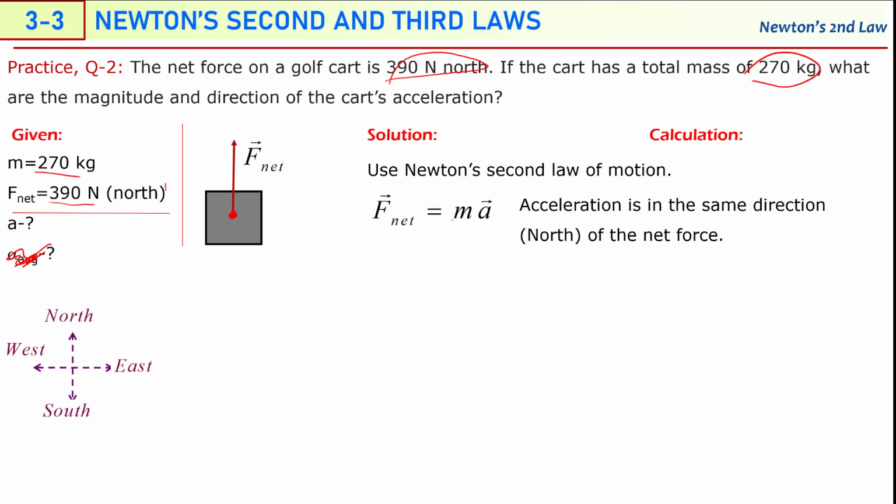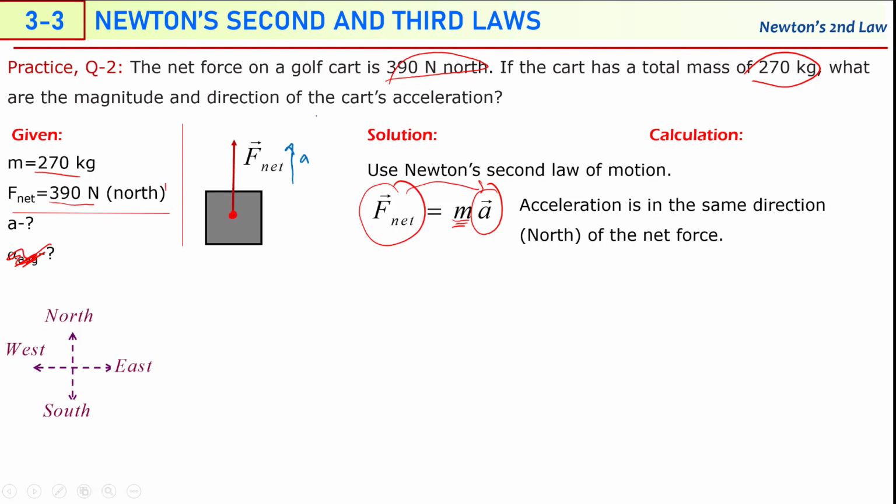acceleration. Because mass is a scalar quantity, these two vectors will always be in the same direction. There is no exception. So the net force acting on the object and the acceleration of the object will always be in the same direction. Then I can say that this object must accelerate towards north.